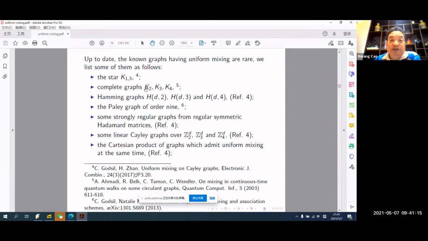Up to date, the known graphs having uniform mixing are available. We just list some of them: the star, K2, K3, K4, and some Hamming graphs. This is referenced in this paper, and the paragraph of ordinary and some strongly regular graphs from regular symmetric Hadamard matrices. All these results are contained in this paper. And some graphs, Cayley graphs over these groups, and the Cartesian product of some graphs admit uniform mixing.